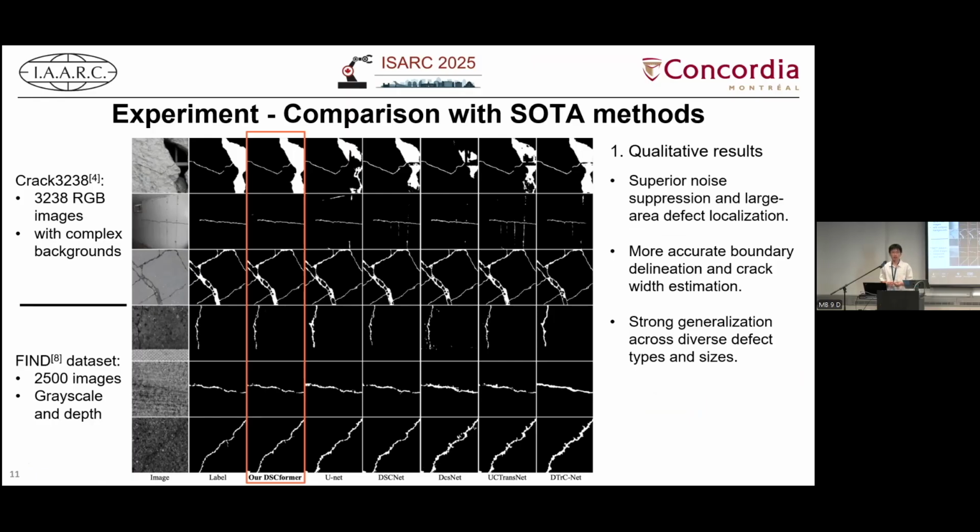As for experiments, we trained and validated our method on two public datasets. One is Crack3238 and the other is the FIND dataset. As you can see, our method filters the background noise very well, and on large defects, the segmentation mask is complete, and it also provides a more accurate edge delineation with proper width.